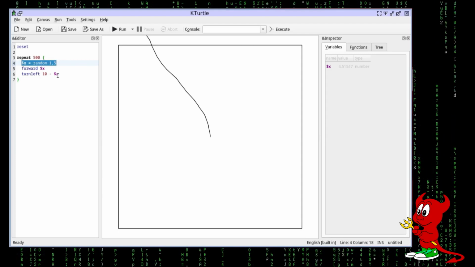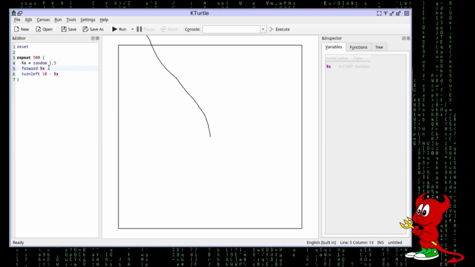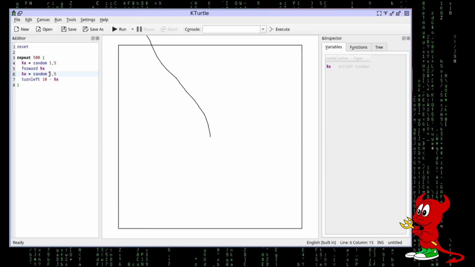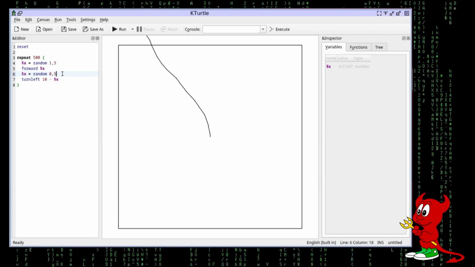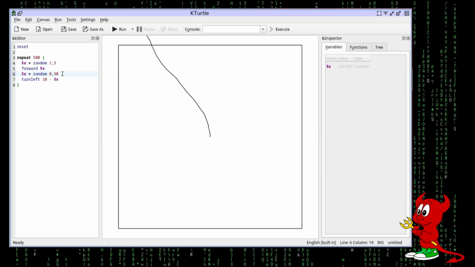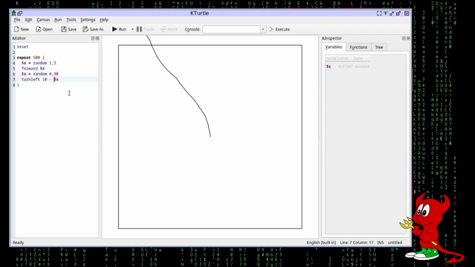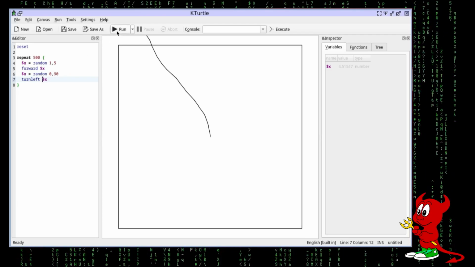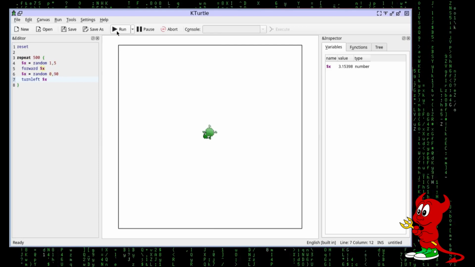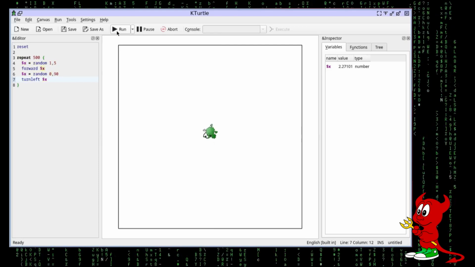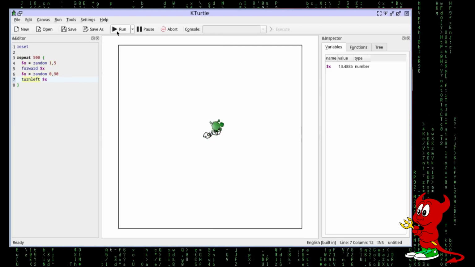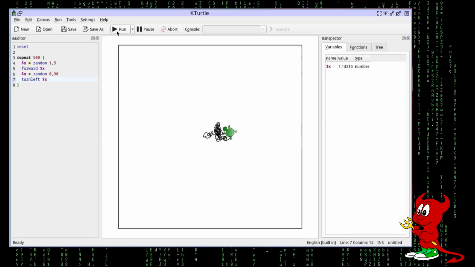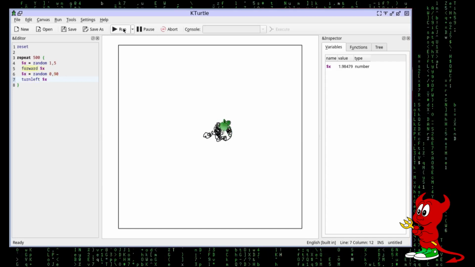10. Let's again do something similar, but a random between 0 and 90 degrees. And then let's turn to the left by this amount. Let's see how this goes now. We can see that the turtle looks like walking relatively random. This is also called a random walk.